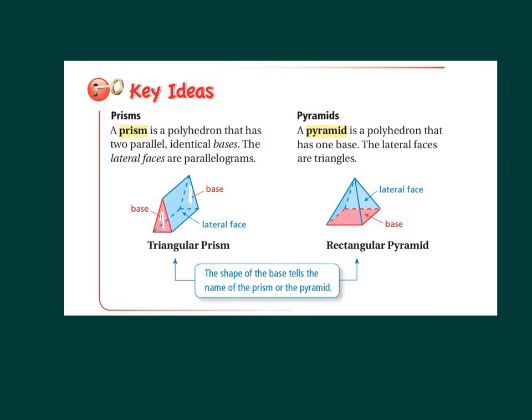Pyramids, on the other hand, it says it's a polyhedron with 1 base with lateral faces that are always triangles. When you see things that say rectangular pyramid, octagonal pyramid, pentagonal pyramid, whatever it happens to be, they're talking about the base. So if you hear a square pyramid, you have a square base, and they all meet at a point up at the top called the vertex. So those are the different shapes that you'll see here in this first one. Prism and pyramid. Know the difference between the two, and you should be able to recognize them.